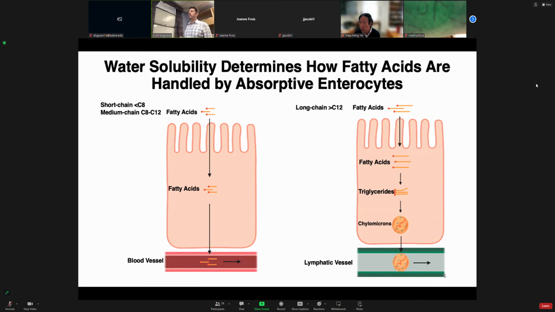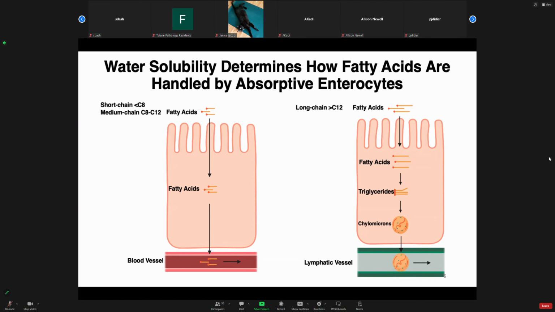These, again, go into the cell, they must be esterified into triglyceride, and this is where they're in the chylomicrons, where then they are exported out the basal side into the lymphatic vessels that eventually end up in the bloodstream. And so the question is, how do we develop models that will recapitulate this sort of scenario?